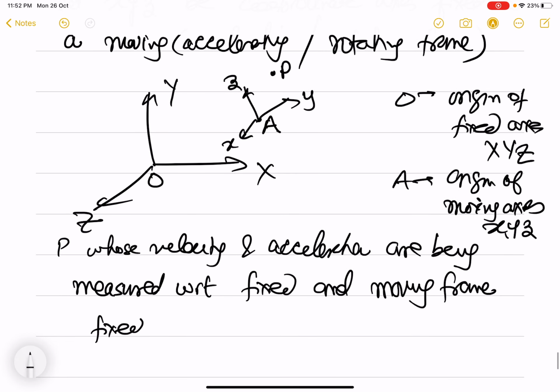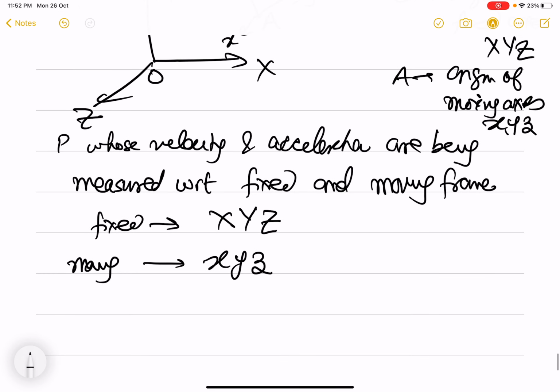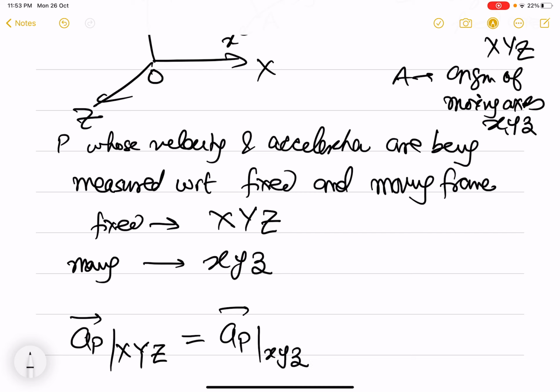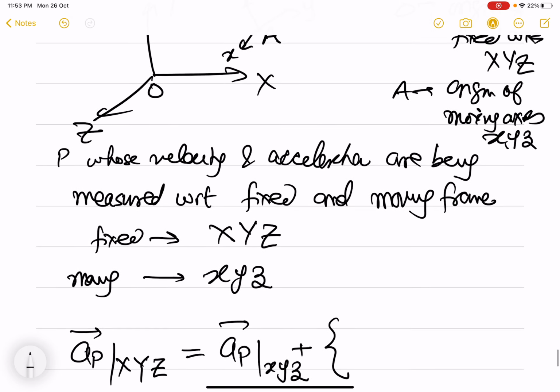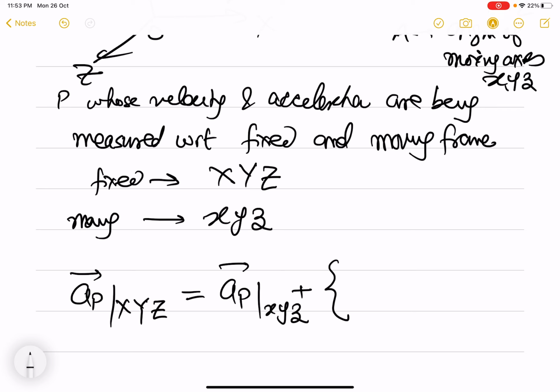The quantities when we measure with respect to the fixed frame, I will use a subscript capital XYZ, and to the moving frame I will use small xyz. So then if you recall, acceleration of point P as we observe from the fixed frame is equal to acceleration of point P as measured with respect to the moving frame, plus we had 4 terms. Do you recall from the first course in mechanics?